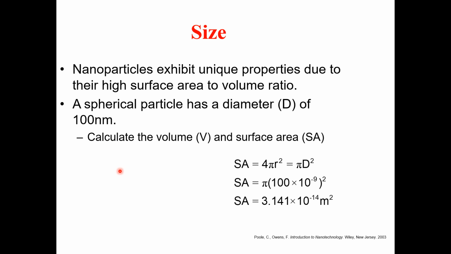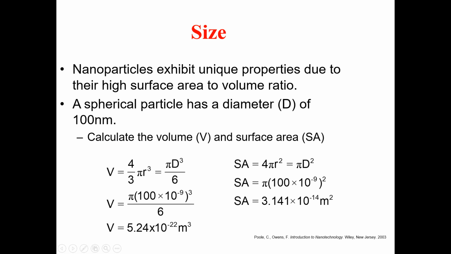If you do the same for the volume, you calculate the volume of that particular sphere with this diameter. You know that the volume of the sphere is equal to 4 by 3 pi r cubed, which is equal to pi d cubed divided by 6. You put in the values and simplify. You get the volume equal to 5.24 times 10 raised to the power minus 22 meter cubed. So here you can see which number is larger and by how much.